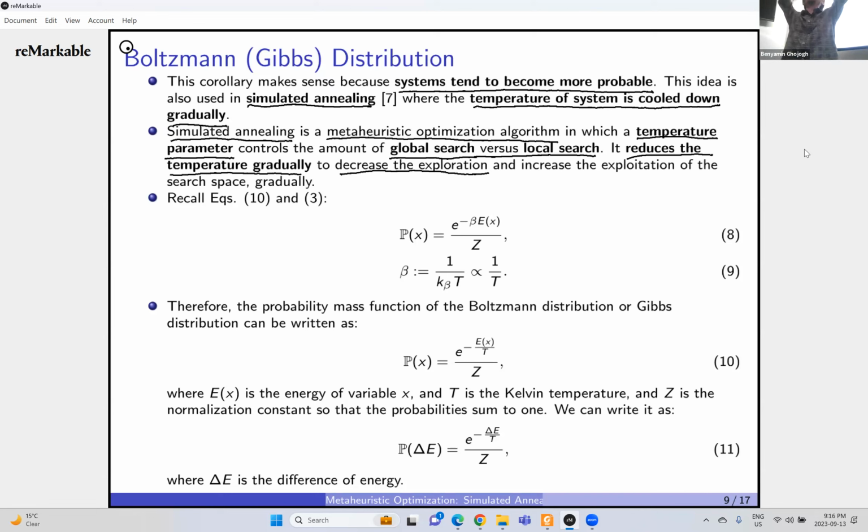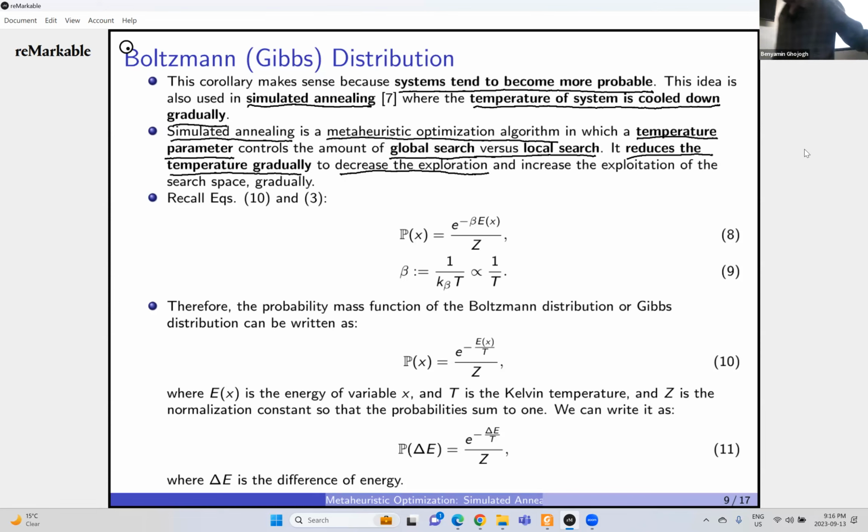So initially, my temperature is high, I explore more. Gradually, I decrease the temperature, so I explore less and exploit more. Usually, most of the meta-heuristic optimization algorithms first explore, then gradually they exploit. Even deep learning does that, because in deep learning you have the learning rate, adaptive learning rate. Your learning rate is huge first. You jump. Gradually, you decrease your learning rate because you want to exploit there more.